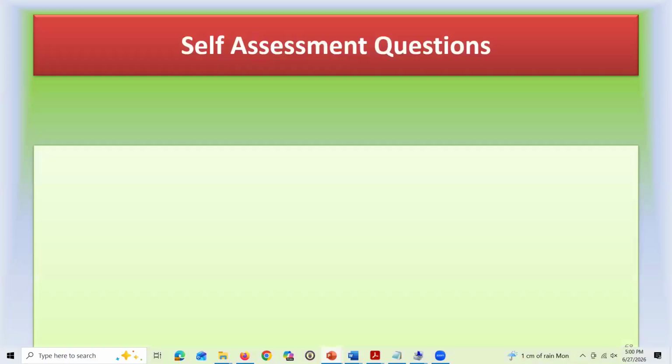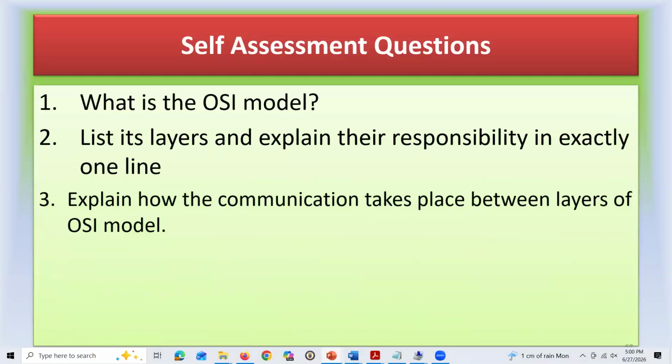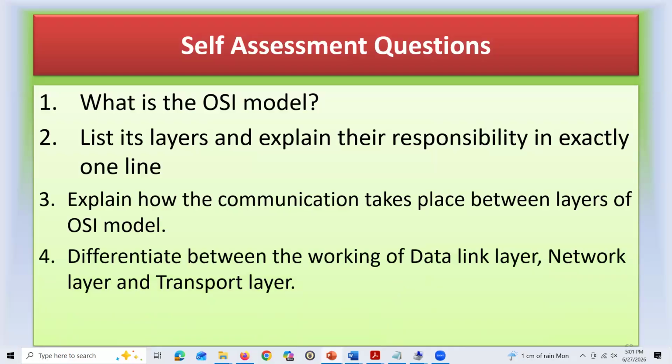Okay. So please try this question on your own. Try your hands on these questions. What is the OSI model? List 8 layers and explain their responsibility in exactly 1 line. I hope I've done that for you in the summarized form. And then explain how the communication takes place between layers of OSI model.